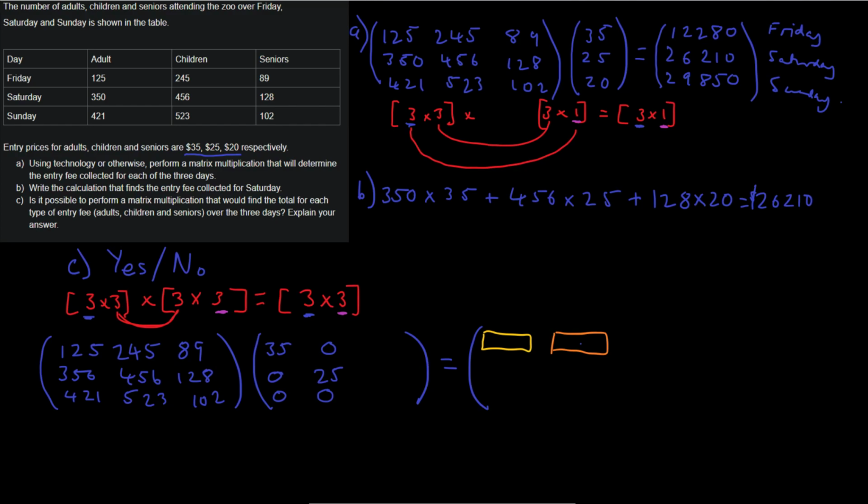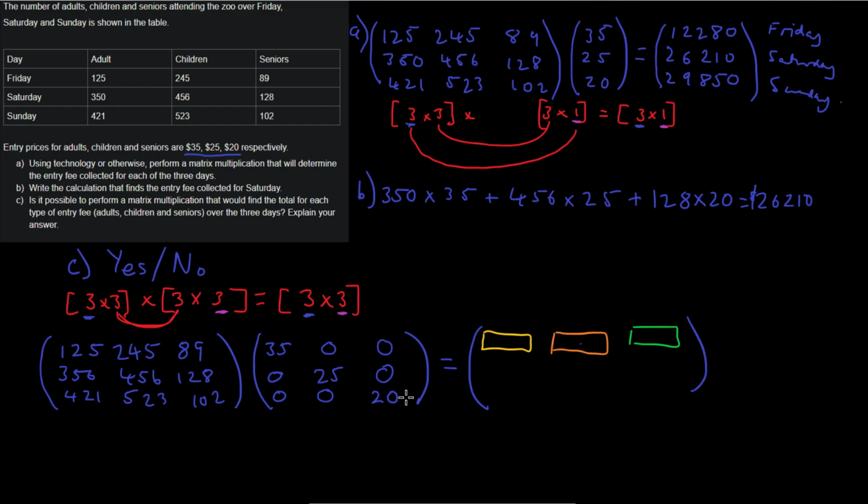And let's use a different color again. How about a nice green? We want seniors now. So the number of adults times 0, because we don't want to add on their price. The number of children times 0, we don't want to add on their price. And 89, finally, times 20.